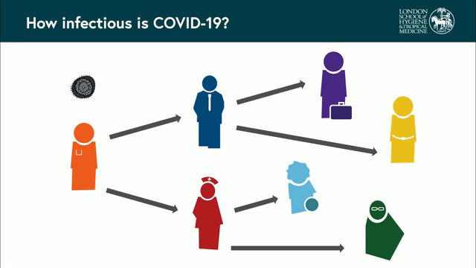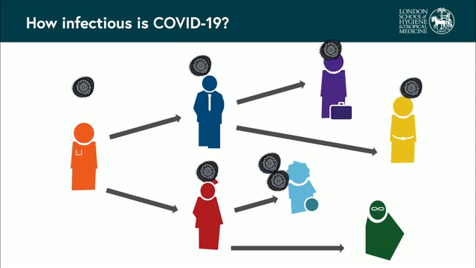So imagine a population where one person gets a virus and they transmit it to two people, and each of those people transmits to two people. You can see that the numbers of people infected would increase quite quickly in the population. And if each person transmitted to three people, it would increase more quickly.